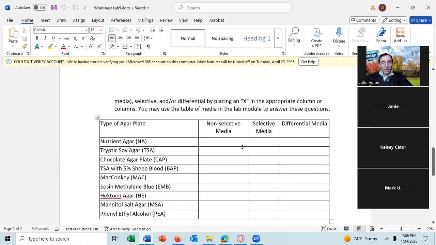Although I'll give you a hint, there's no media that is both non-selective and selective, because these terms are, what's the word? Separate. And do that for tryptic soy agar or TSA, do that for chocolate agar or CAP, do that for blood agar or BAP, do that for MacConkey agar or MAC, do that for EMB or eosin methylene blue agar, do that for Hektoen agar HE, do that for mannitol salt agar or MSA, and do that for phenylethyl alcohol or PEA.